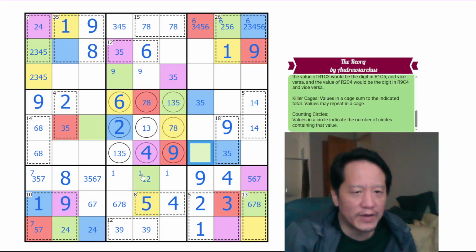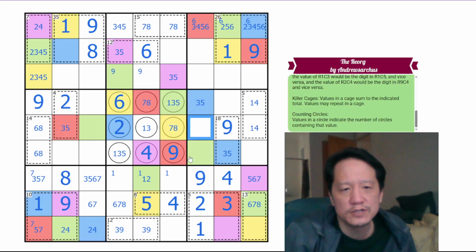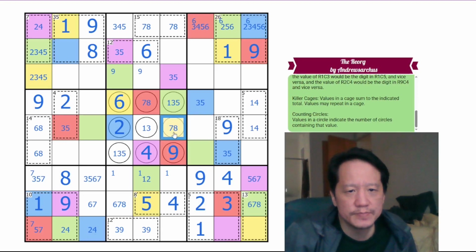Yeah, I don't know why. I was putting the green cells as the ones being 1 through 6, and that's not true. It's basically the pink, the blue, the red, or the yellow cells that have to be 1 through 6. We don't care about these. That's fine.